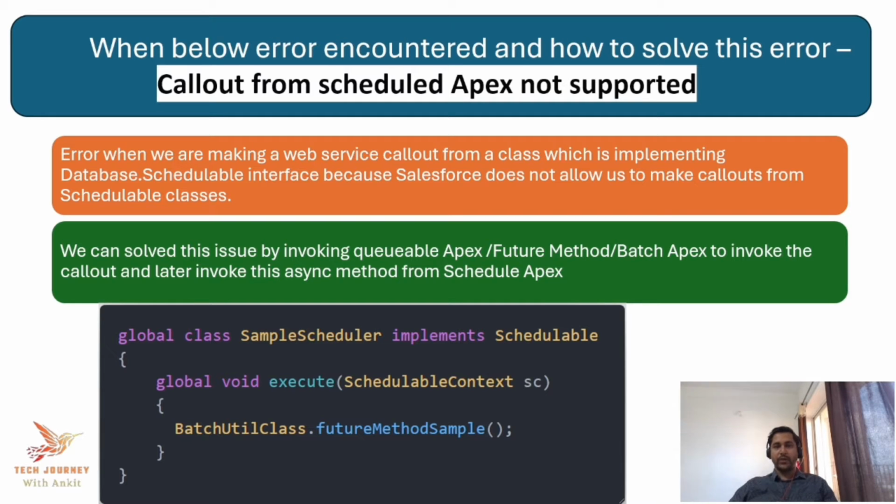To solve that error, in any other asynchronous approach, for example queueable Apex, the future method, or batch Apex, you write your callout logic. And from the schedulable Apex, you can invoke that particular method where the callout is made, but you cannot directly write your callout logic in a class which is implementing the Schedulable interface.